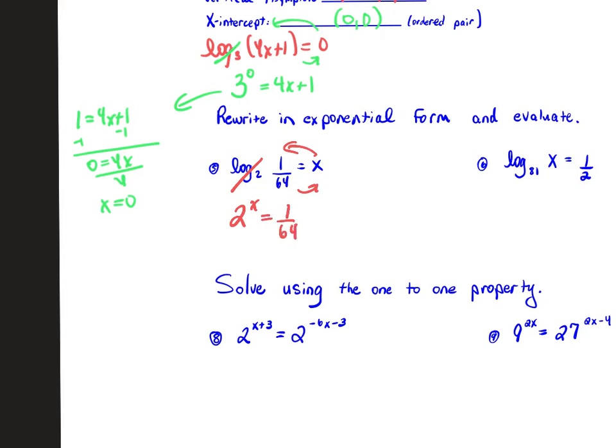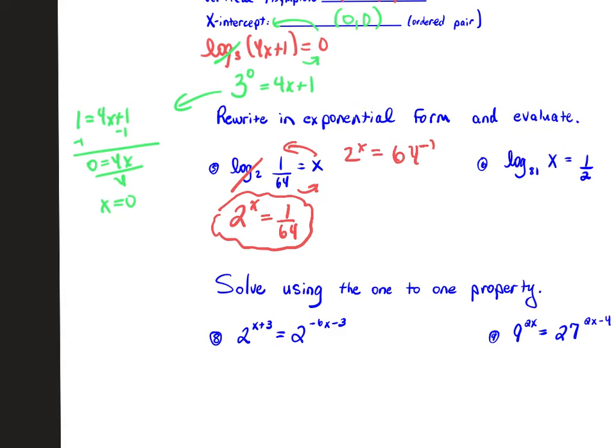Now there's several ways that you can solve this. This would be my first answer as I rewrote it exponentially. Now if I'm going to solve this, what I personally would do is say 2 to the x equals 64 to the negative 1. When I bring that 64 up to the numerator, my exponent becomes negative. Now I look and I say, can I solve this using the one-to-one relationship?